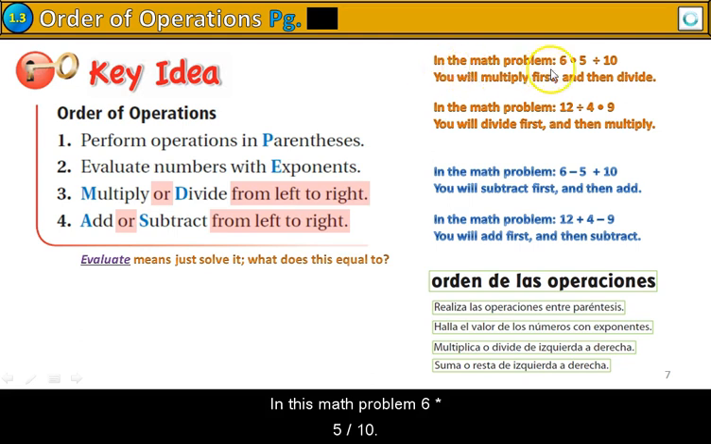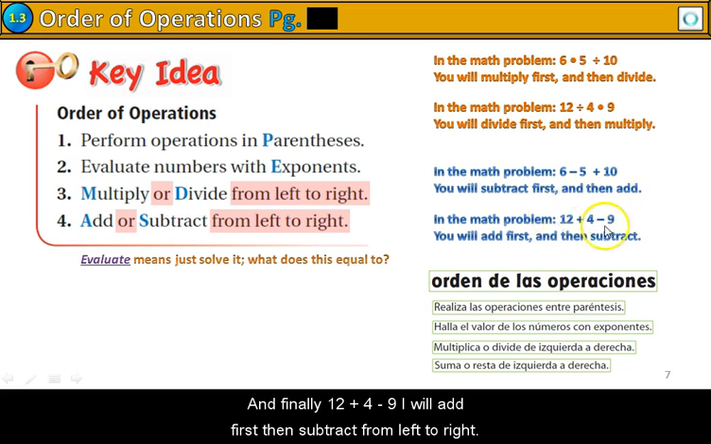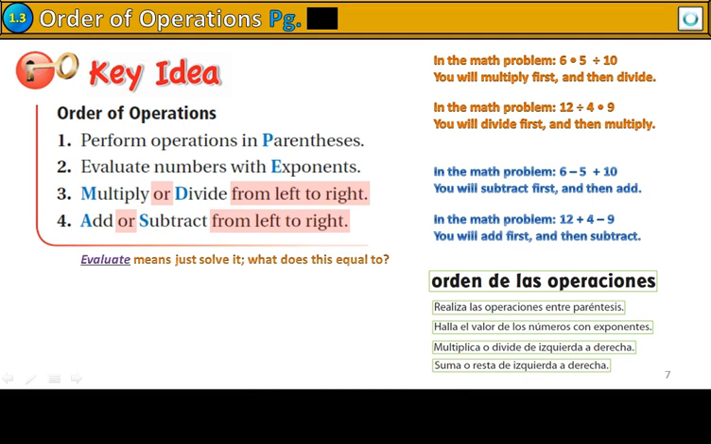In this math problem, 6 times 5 divided by 10, we'll multiply first, then divide, because multiplying appears first from left to right. In this next problem, 12 divided by 4 times 9, we will divide first and then multiply, again from left to right. And the scenario remains the same for adding and subtracting. 6 minus 5 plus 10, I will subtract first, then add from left to right. And finally, 12 plus 4 minus 9, I will add first, then subtract from left to right. Let's take a look at some examples.